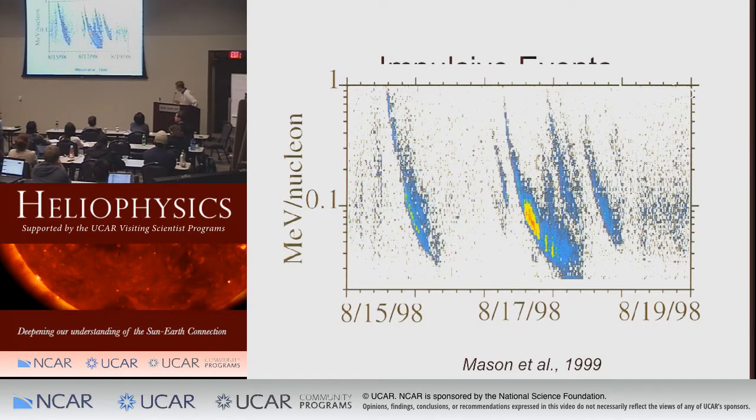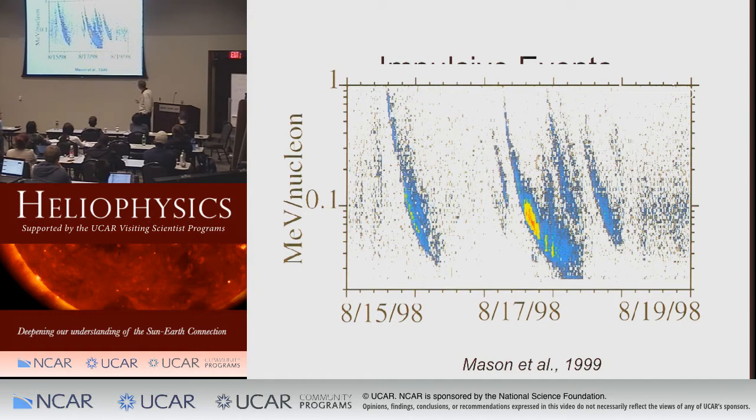Okay, here, so those would be what would be called the Halloween events, large gradual events. They tend to be driven by coronal mass ejections, large, strong, extended shocks. There's another type of solar energetic particle event which are called impulsive events. These are just called impulsive events.